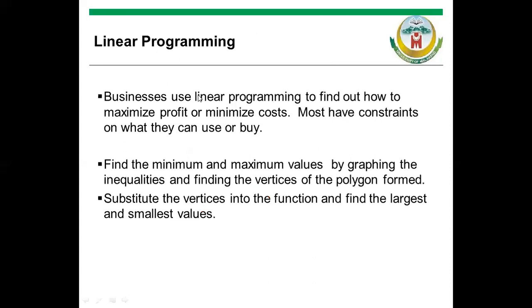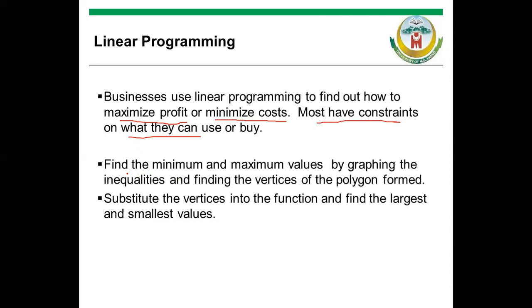Okay, so these are some applications of linear programming. Businesses use linear programming to find out how to maximize profit or minimize loss. This is also called optimization. So maximize profit or minimize cost. Most have constraints on what they can use or buy. So the constraints are related to these things.